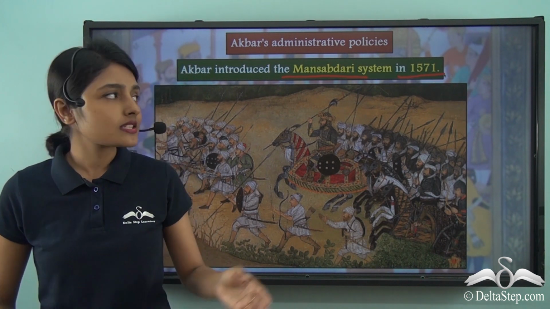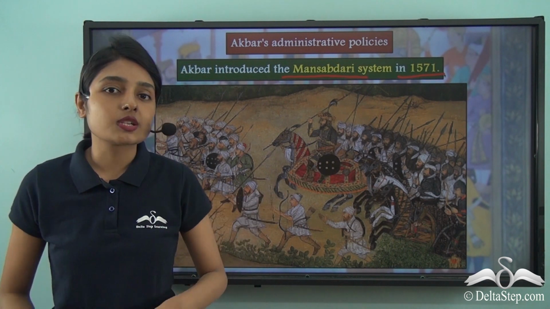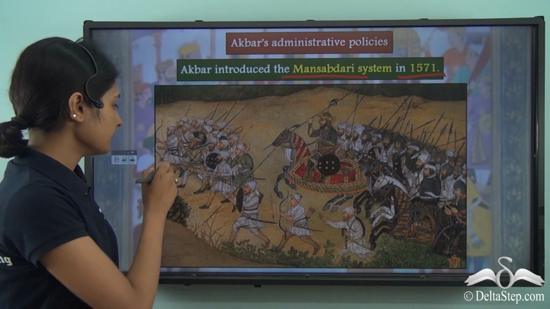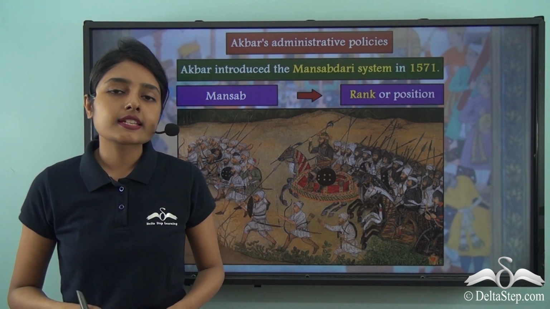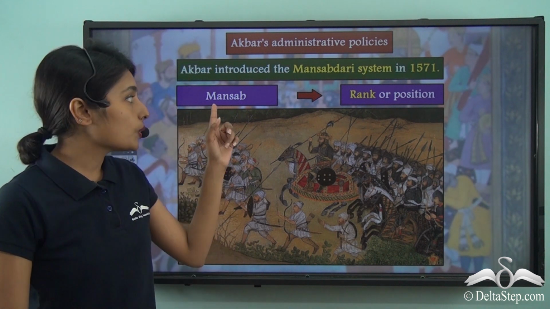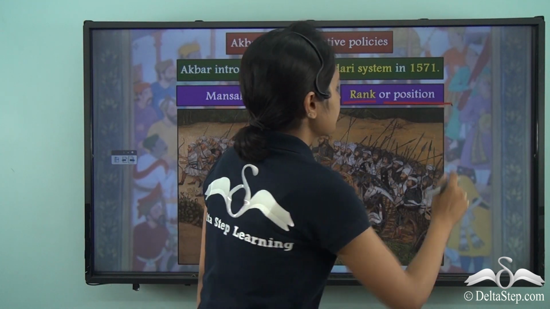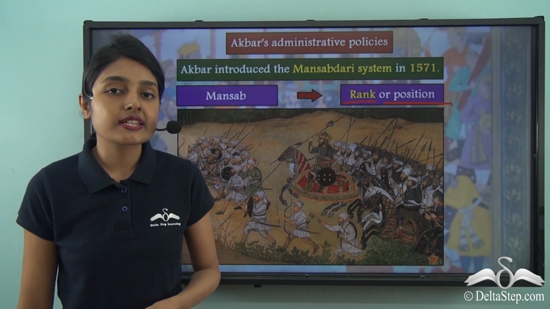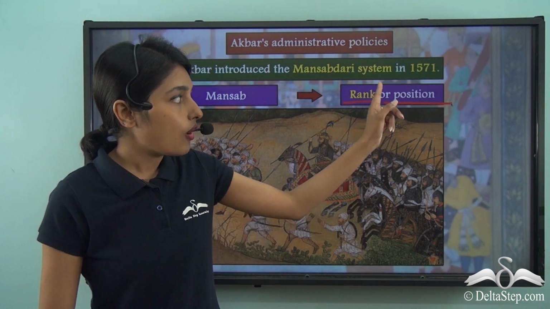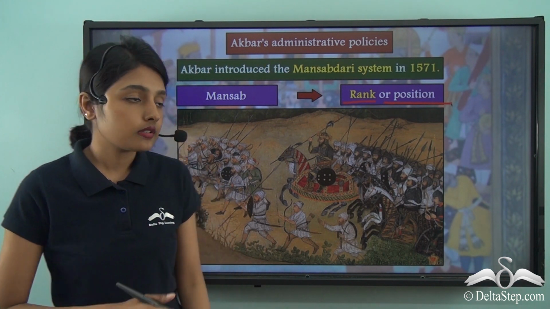Now what do we understand by this Mansabdari system that Akbar had introduced in 1571? Let us now learn about the functioning of this Mansabdari system. But before getting into discussing the functioning of the Mansabdari system, let us look at the origin of the word Mansab. Mansab means rank or position. From this, what we can infer is that the Mansabdari system had something to do with the ranks or the positions of those people who served the Mughal Empire.